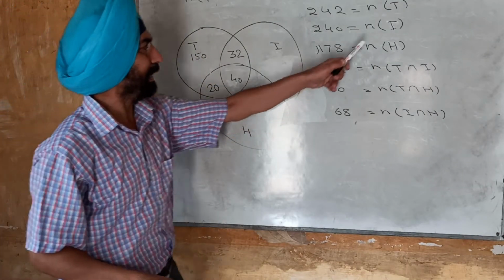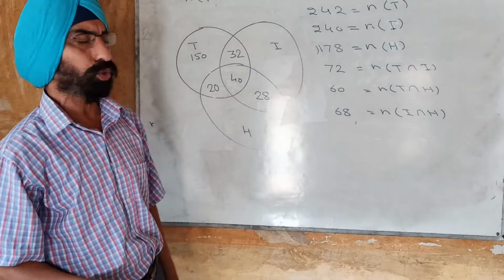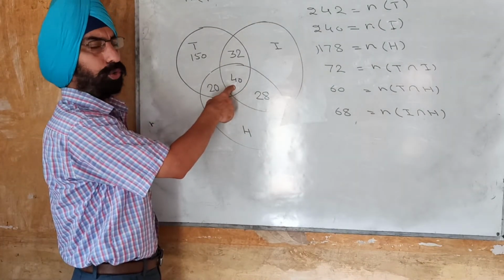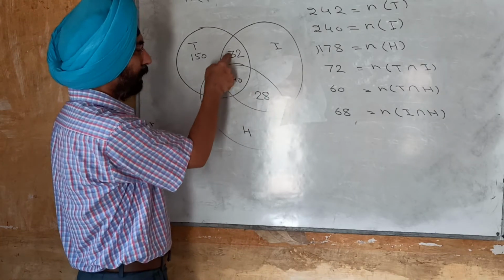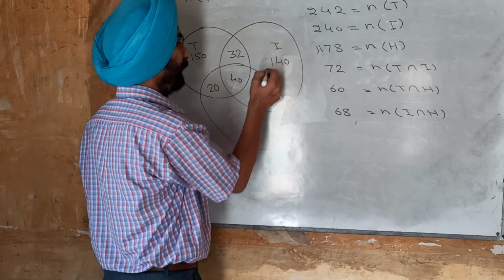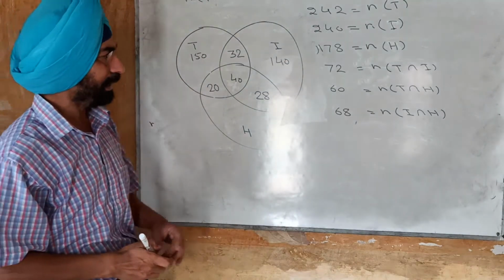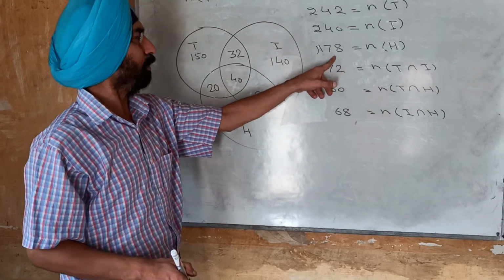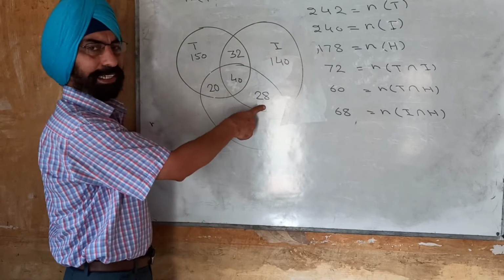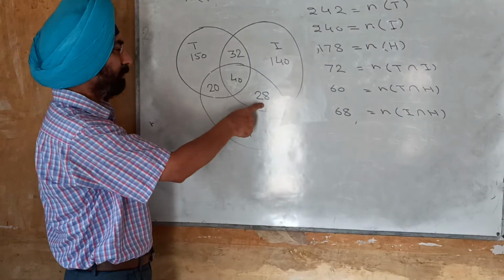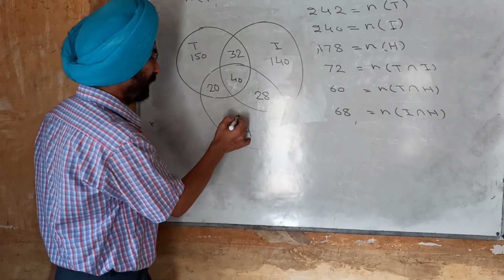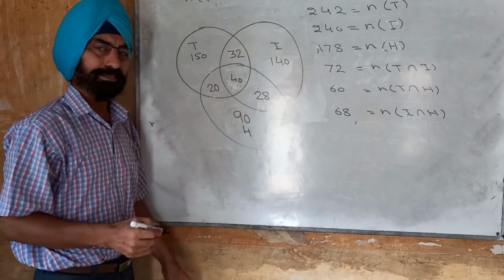Similarly, for the set I, the total number of members is 240. From 240, 40 are here, so 200, and 200 minus 60 is 140 here. Similarly, for the set H, the total number of members is 178. Out of 178, 28 are here. 150, 150 minus 40 is 110, 110 minus 20, so the rest 90 members are here.